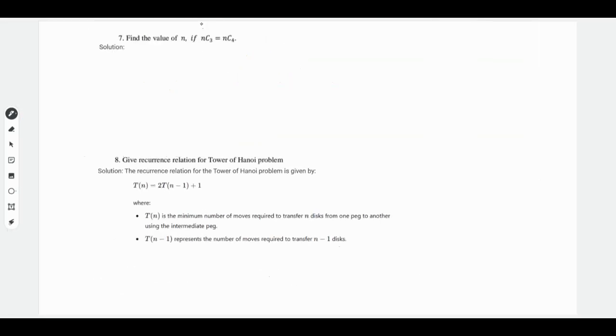Moving to the next question, find the value of n where nC3 equals nC4. Here we have a formula: nCr is equal to nC(n minus r). We'll change this formula into this form. So nC3 will be nC(n minus r), here r is 4, so it's n minus 4.